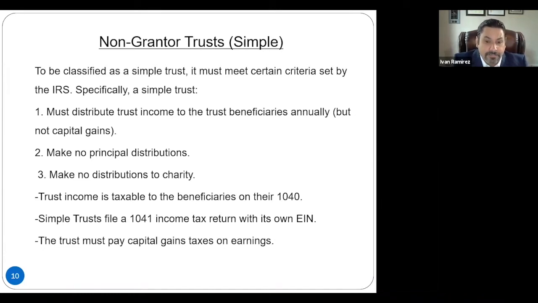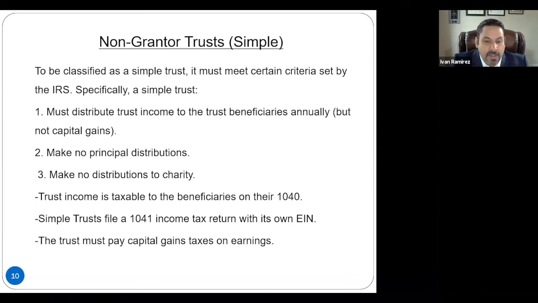All right. So the simple trust does have to file a 1041, which is the income tax return for trusts. It's called a 1041, not a 1040 like individuals. And it must have its own EIN, its own employer identification number. It's very simple to apply for an EIN for a trust. You just go online to irs.gov, go to apply for EINs, and go through the different selections of trusts. If you need assistance, I've done this hundreds of times. I'd be more than happy to help you apply for an EIN for the trusts.